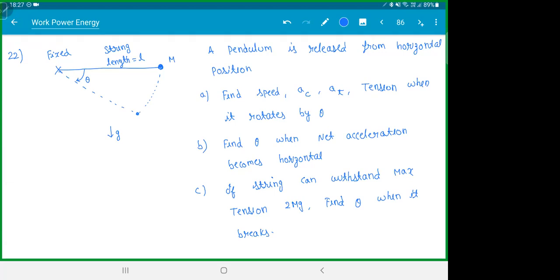I hope the question is clear. We have a pendulum released from horizontal position, length L. It's just swinging like a regular pendulum. Find the speed, centripetal, tangential, tension when it rotates with theta. Find theta when net acceleration becomes horizontal. If the string can withstand maximum tension 2 mg, at what angle will it break? Try.